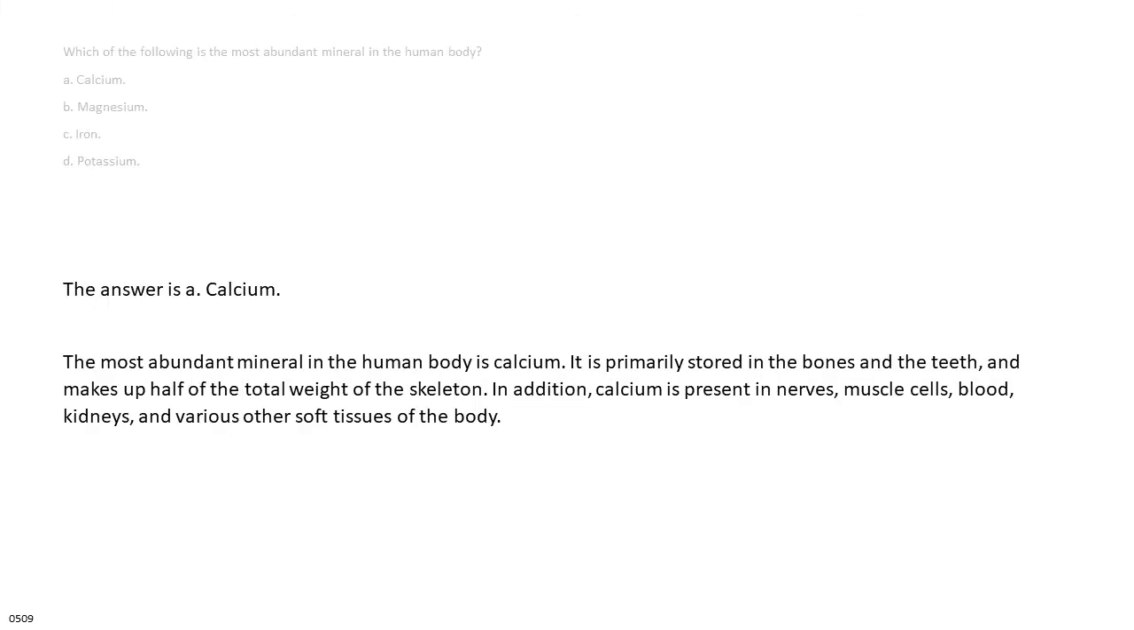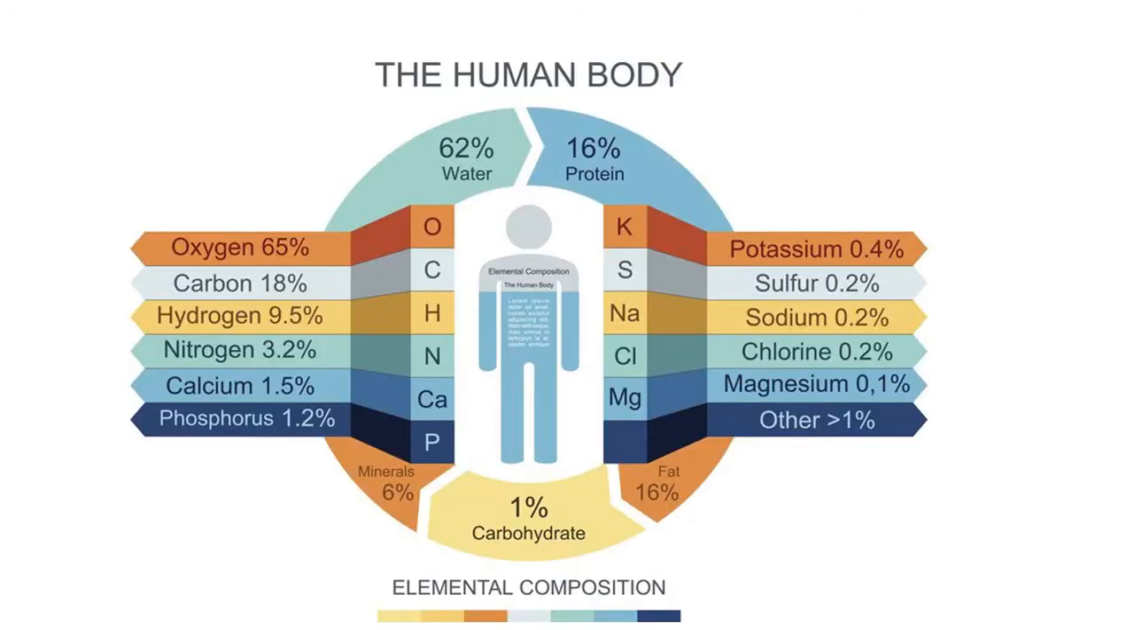The answer is A. Calcium. The most abundant mineral in the human body is calcium. It is primarily stored in the bones and the teeth, and makes up half of the total weight of the skeleton. In addition, calcium is present in nerves, muscle cells, blood, kidneys, and various other soft tissues of the body.